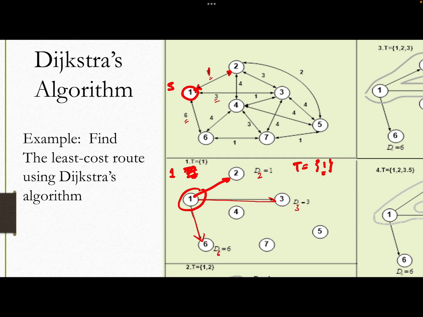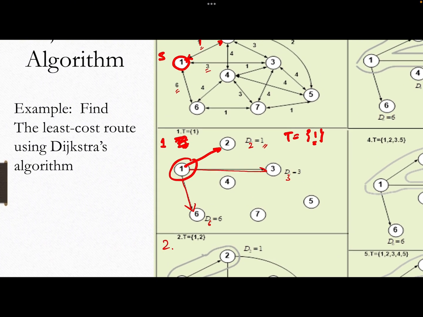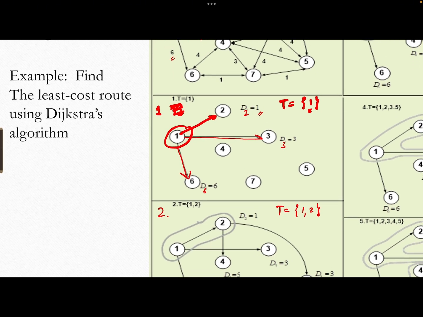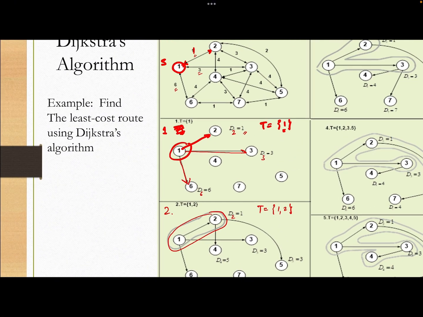Then you look at this and see which one is the cheapest. Node number 2 is the cheapest, with a cost of 1. So next you include node number 2 in the set. So you have 1 and 2 like this, and D2 is still 1. Since you include node number 2 here, you can have more connections. So you have node number 1 and number 2, and now node number 4 is connected to node number 2, so it can be included because node number 2 is already in set T.